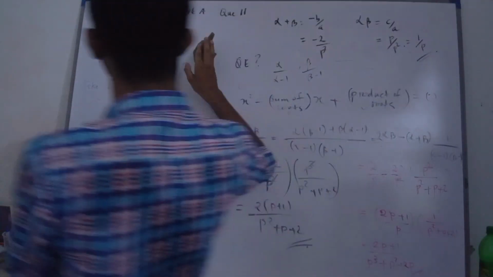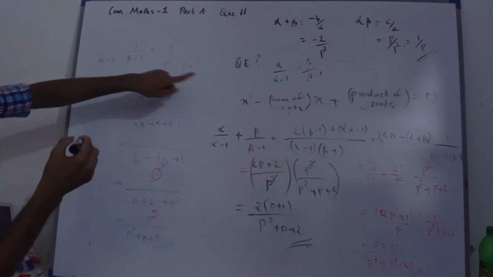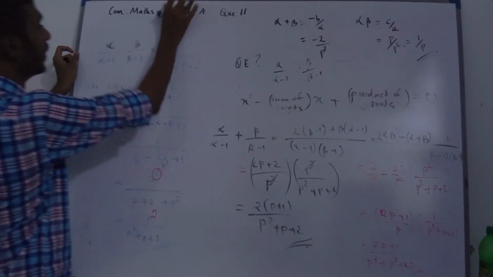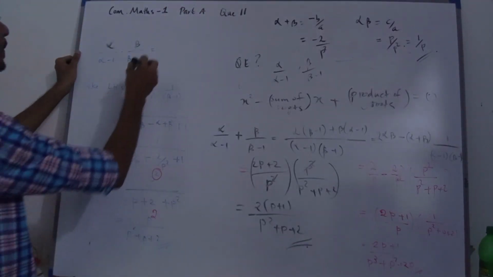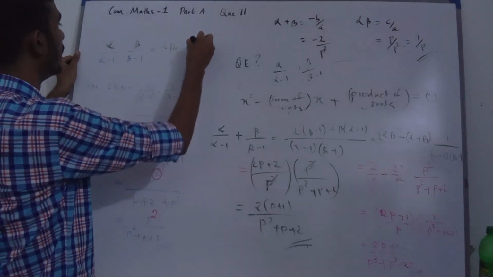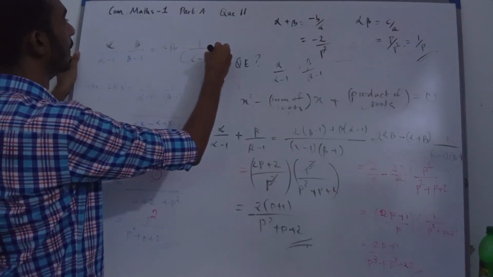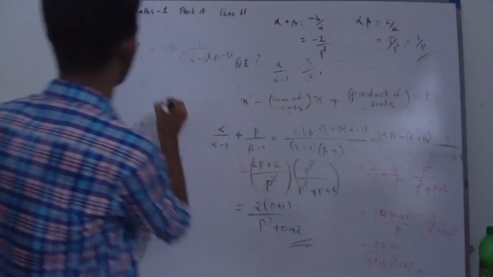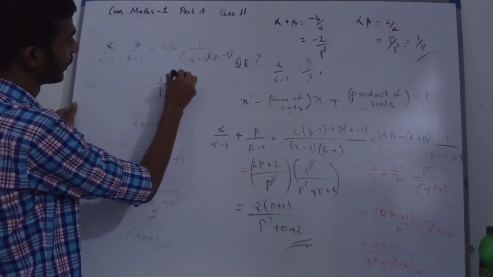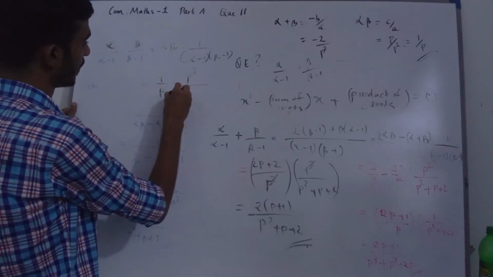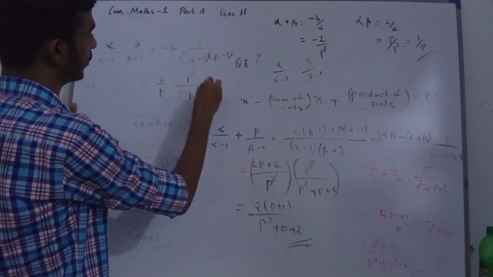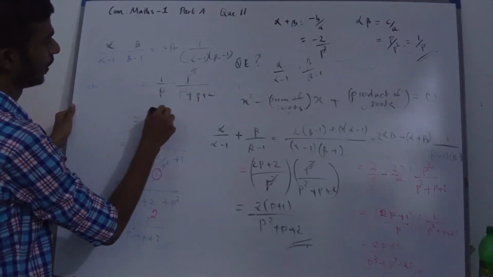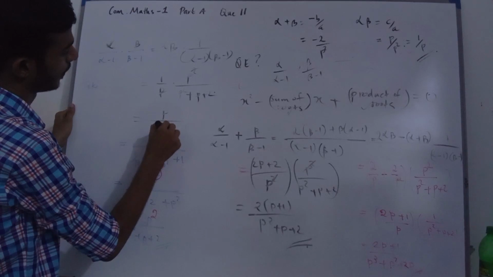the product of roots. Product of roots means that is simply alpha over alpha minus 1 into beta over beta minus 1. This is what I have to find out. So this will be equal to alpha beta into 1 over alpha minus 1 beta minus 1. Now I have this also, right? Alpha beta is equal to 1 over p, 1 over p into p squared over p squared plus p plus 2. Okay, so I can eliminate this and this. So I get p divided by p squared plus p plus 2.